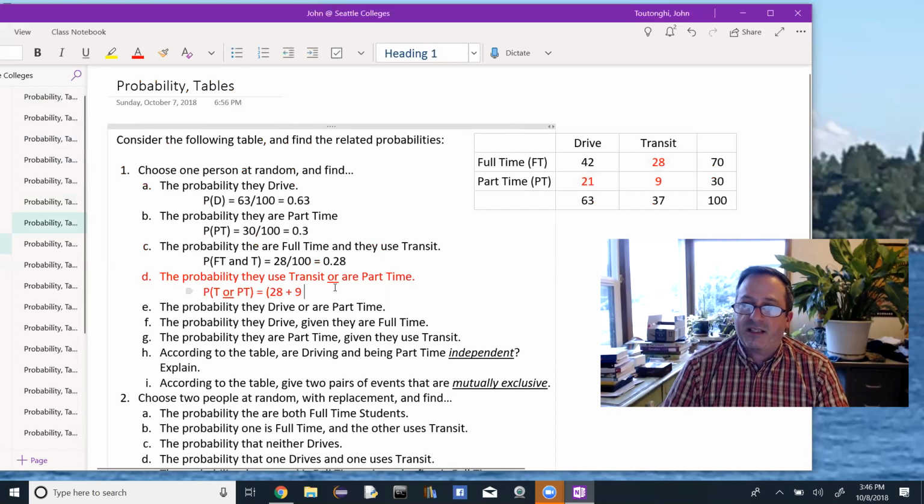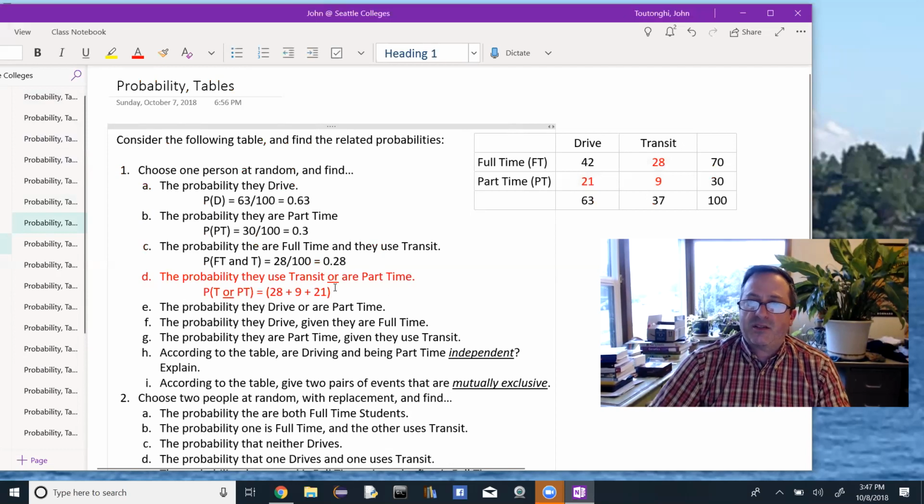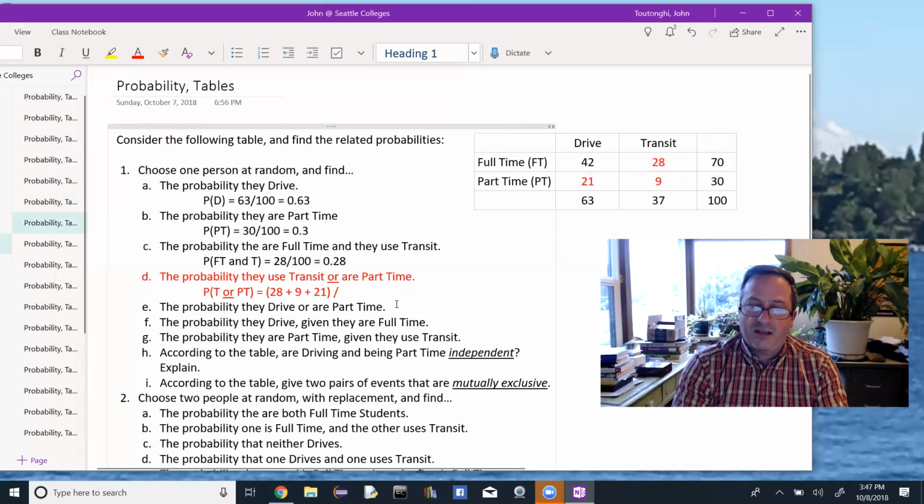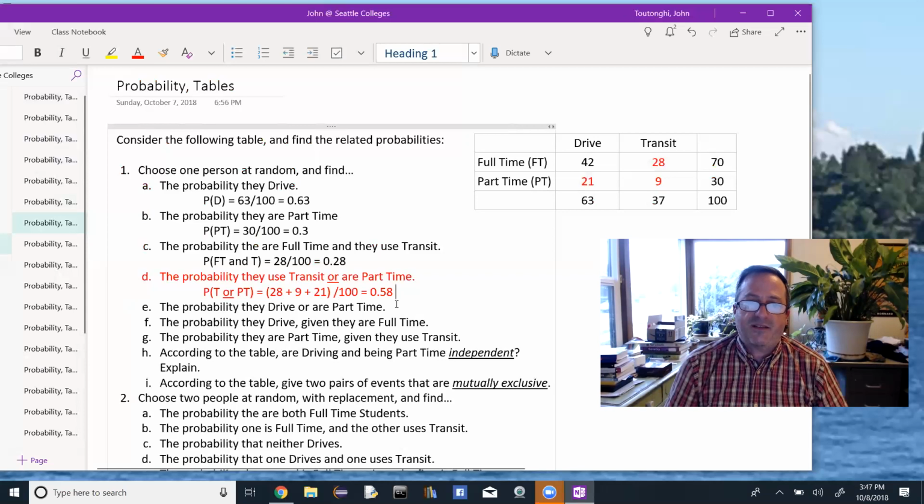We don't need to. We can take the 28, add the 9, and then add whoever else there is. In this case, how many more people? 21 more people. And those three squares in the table give me everyone who is either transit or part-time. And when we use the or, it's the inclusive or, so there's an implied or both. And that's out of 100. And then we total that out, it's 58 out of 100, or 58%.